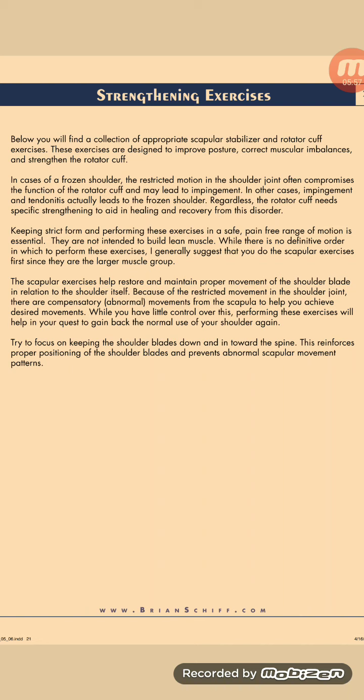The scapular exercises help restore and maintain proper movement of the shoulder blade in relation to the shoulder itself. Because of the restricted movement in the shoulder joint, there are compensatory abnormal movements from the scapula to help you achieve desired movements. While you have little control over this, performing these exercises will help in your quest to gain back the normal use of the shoulder again. Try to focus on keeping the shoulder blades down and in toward the spine. This reinforces proper positioning of the shoulder blades and prevents abnormal scapular movement patterns.